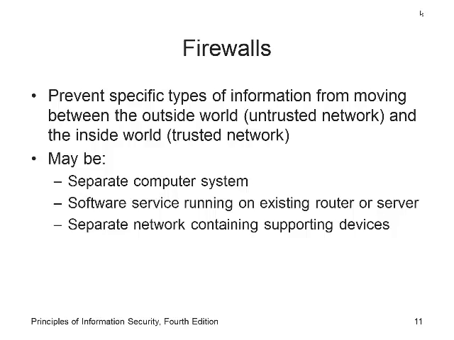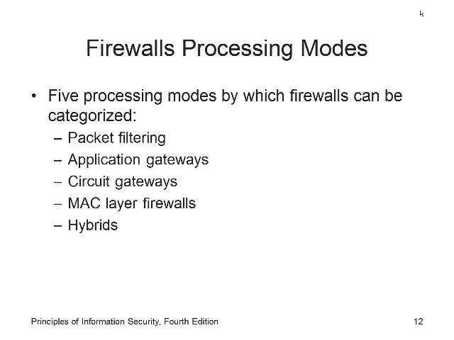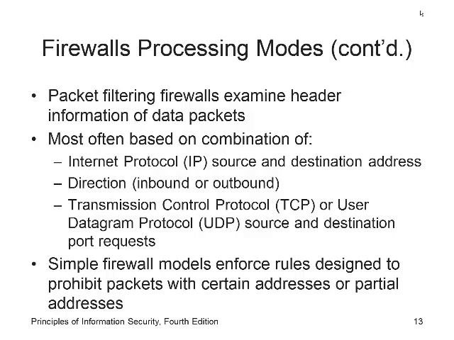Firewalls prevent specific types of information from moving between the outside world and the inside world, like the internet and an internal network, an untrusted and a trusted network. It could be a separate computer, a service, or an entire separate machine. We're going to see a whole bunch of them. There are a couple of different types: packet filtering, application gateways, circuit gateways, MAC layer firewalls, and hybrids. We're going to talk about each one of these in detail.